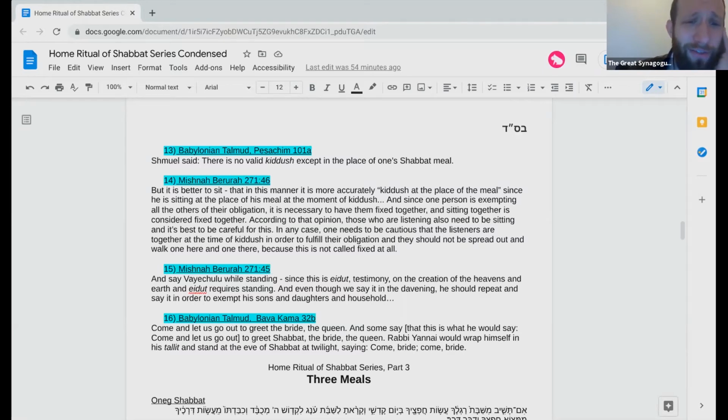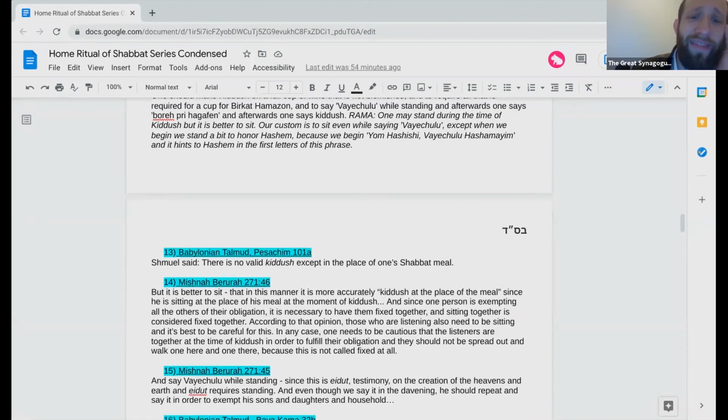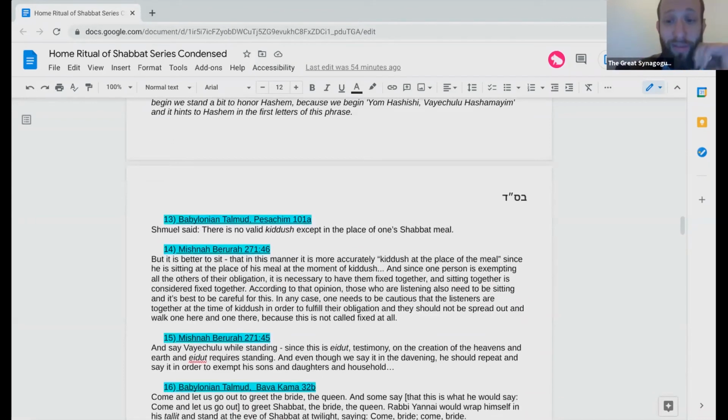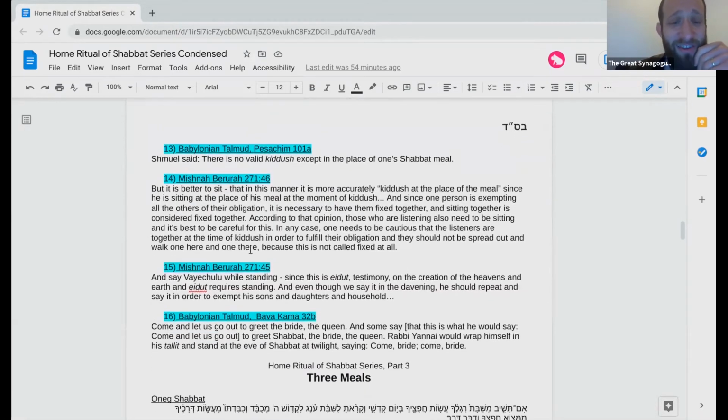But it is better to sit. So this is the Mishnah Berurah, the commentary on source number 12. He's writing on that phrase, but it is better to sit. That in this manner, it is more accurately Kiddush at the place of the meal, since he is sitting at the place of his meal at the moment of Kiddush. And since one person is exempting all the others in their obligation, it is necessary to have them fixed together, and sitting together is considered fixed together.